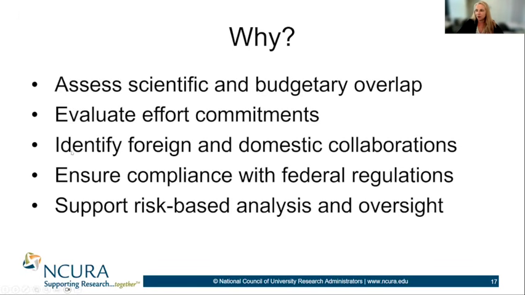Who are the collaborators? Are there any foreign entities that we need to be aware of, or other domestic collaborators that might create a conflict of interest? Ensure compliance with federal regulations, of course, and support any risk-based analysis and oversight that may be needed for the project. So this gives you a look at what the agencies might be looking at when you submit, or when your investigators submit their other support disclosure forms.